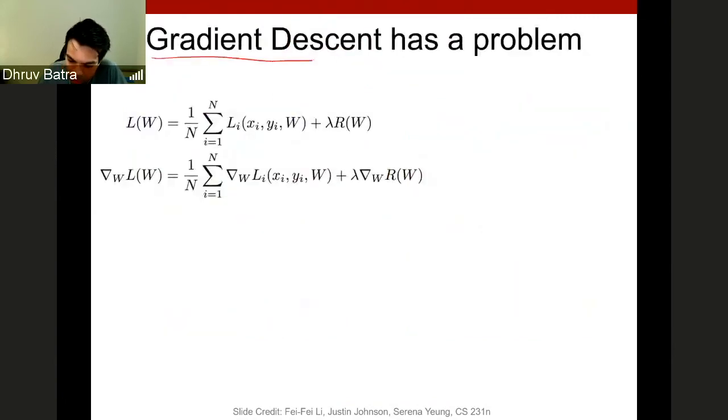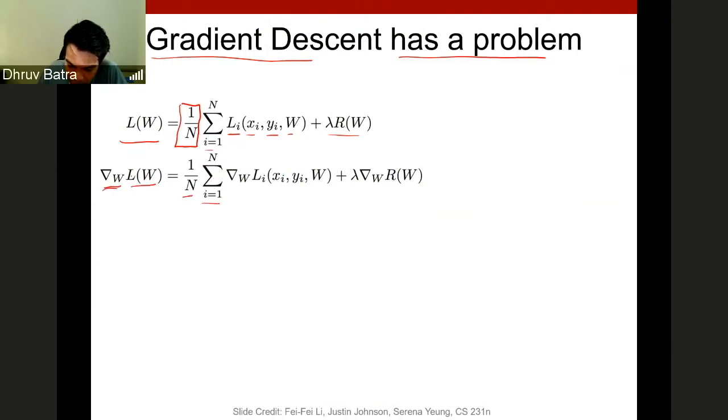Almost immediately we become aware that gradient descent has a problem. We said our loss function is the average over n, the sum over n divided by n, of the losses that we define at each of the data points plus some regularizer, which means that as soon as you have to compute the gradient of this loss, you also have to compute it for each of these data points.